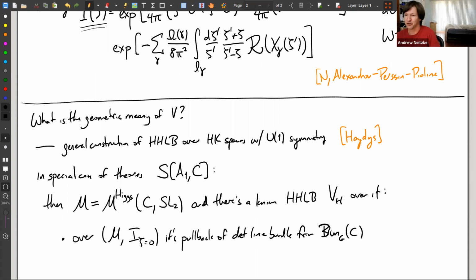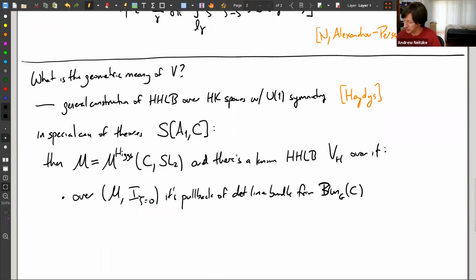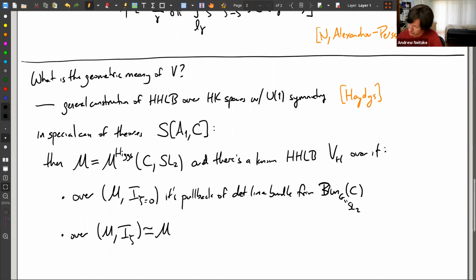So a Higgs bundle is in particular a holomorphic bundle. So you can pull back from the moduli space. You can pull back the determinant line bundle from the moduli space of just holomorphic G bundles. G is SL2. But then, since it's hyperholomorphic, you can also look at it in its other complex structures. So in the other complex structures, we're supposed to be getting a bundle over the moduli of flat SL2C connections.